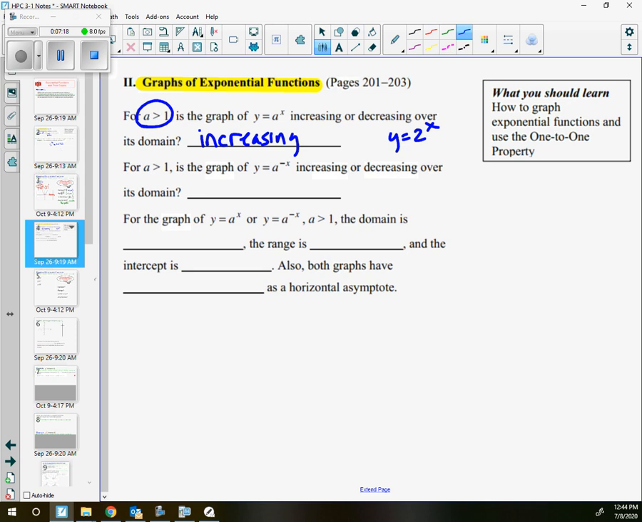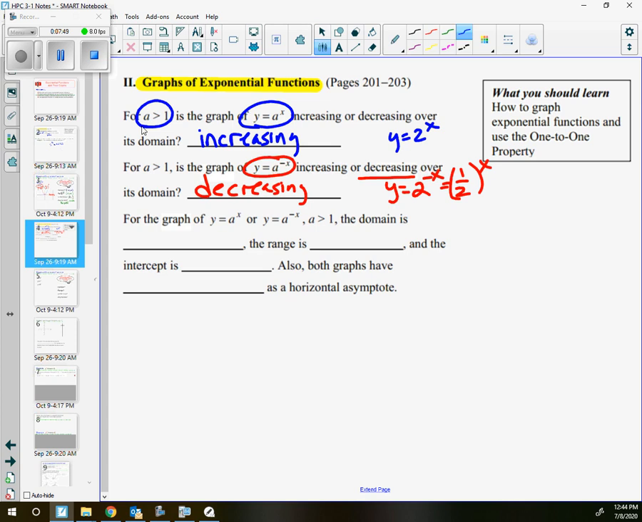For a is greater than 1, so the base greater than 1, I'm going to do this in the other color, so I want to circle that one. I'm going to do this in the red color so it matches up. So a to the x is increasing. What does a to the negative x do? Well, that one was the decreasing one, right? That was like the 1/2 to the x, because remember that's another way of saying that. So y equals 2 to the negative x is the same as 1/2 to the x, decreasing over its domain. So it's always decreasing.